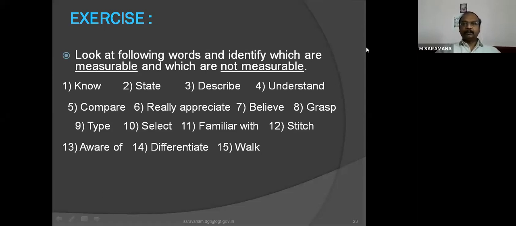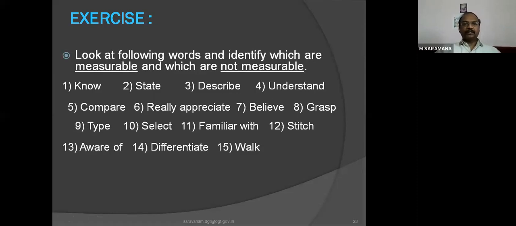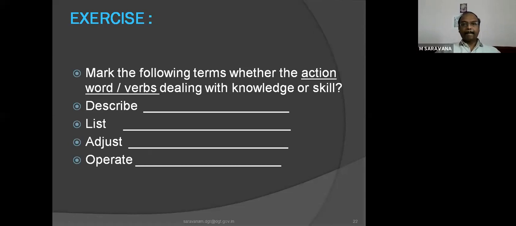Hello, admin, please unmute. The first exercise is whether the verb is related to knowledge or skill. And the second exercise is whether the verbs are measurable or not measurable. Which are the measurable verbs, and which are the not measurable verbs.